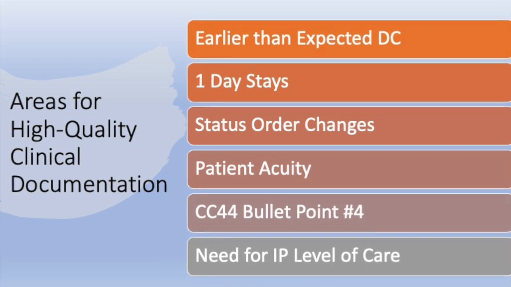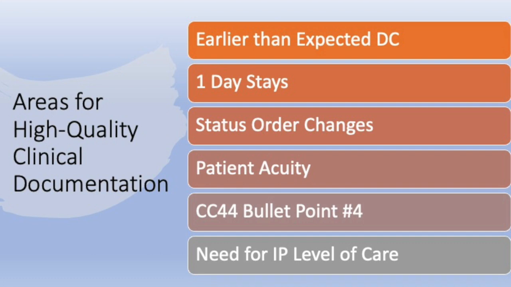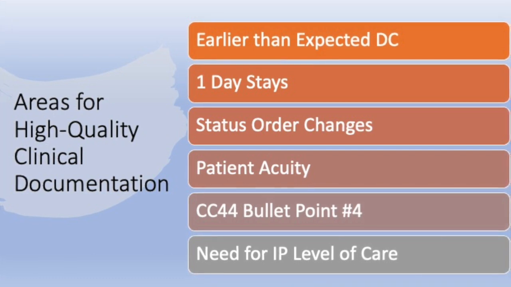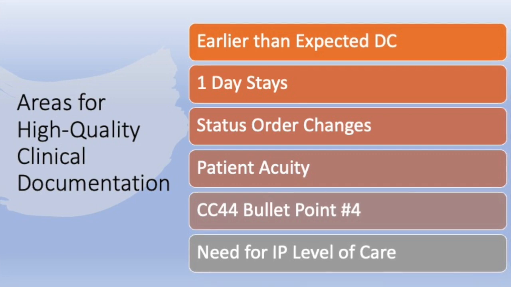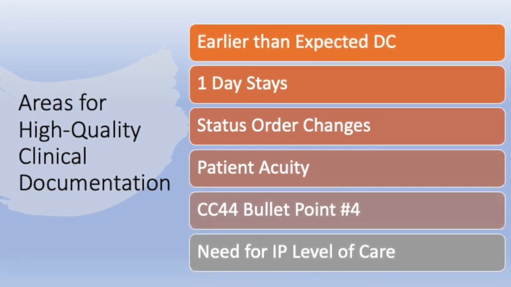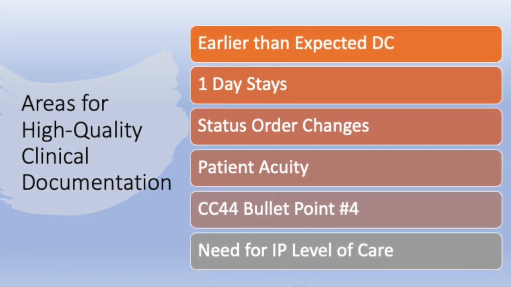These areas for high quality clinical documentation are found in several areas. Number 1, an earlier than expected discharge. When we guesstimate that the patient needs to stay 2 midnights and they get discharged earlier than expected, a reason for that needs to be stated, not just something as simple as, oh, the patient wanted to go home, which sometimes results in these one-day stays.